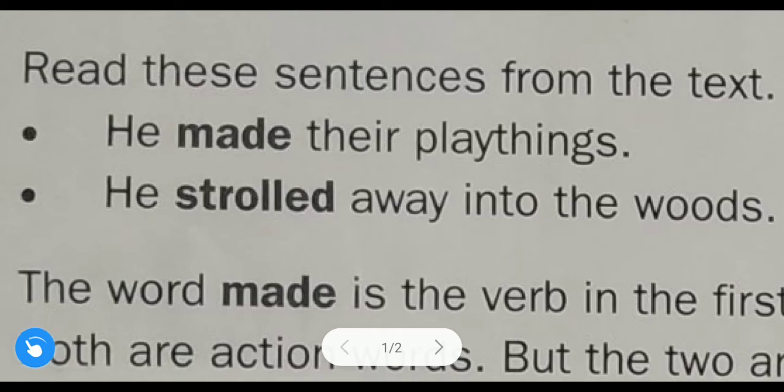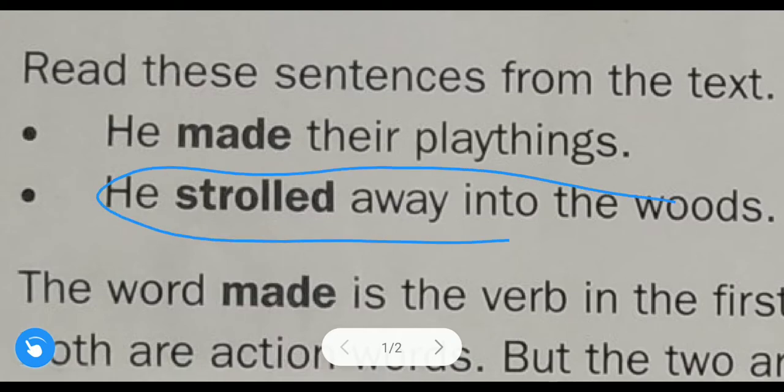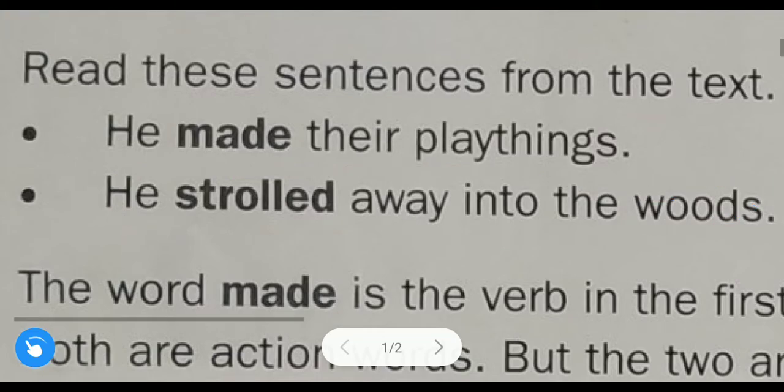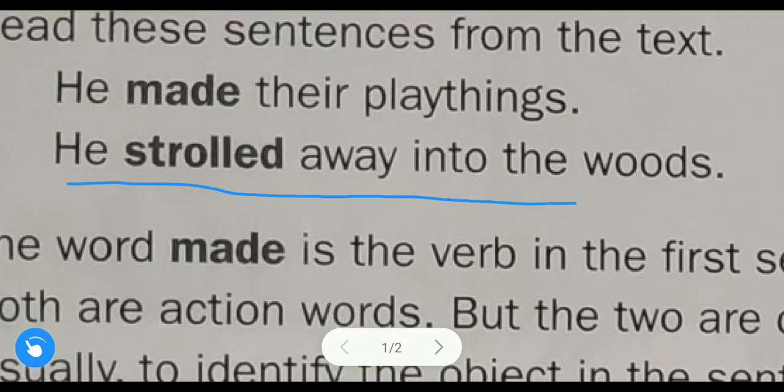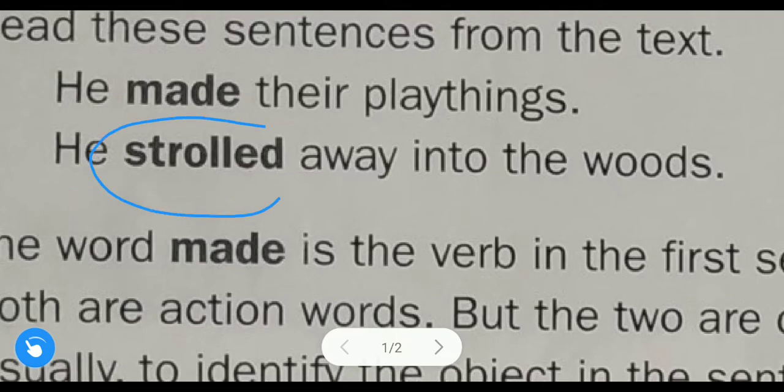And if you don't get the answer, then it means the object doesn't receive the action of the verb, and then it is called the intransitive verb. You will understand it from this example. He strolled away into the woods. Stroll means to walk, and here it is in the past tense. So he strolled away into the woods means he went away into the woods. Woods means forest. This is the meaning of this sentence.